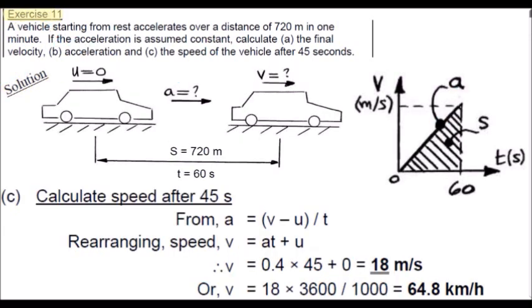Exercise 11, solution continued. Finally, here's part C. We're going to calculate the speed after 45 seconds. So again, from the equation, A is equal to V minus U divided by T. I'm going to transpose the equation for V, the final velocity or the final speed. Multiplying both sides by T, and this time adding U to both sides of the equation, we transpose to the form V is equal to AT plus U. So inserting the values, V is equal to 18 metres per second. And again, V is being converted to kilometres per hour.